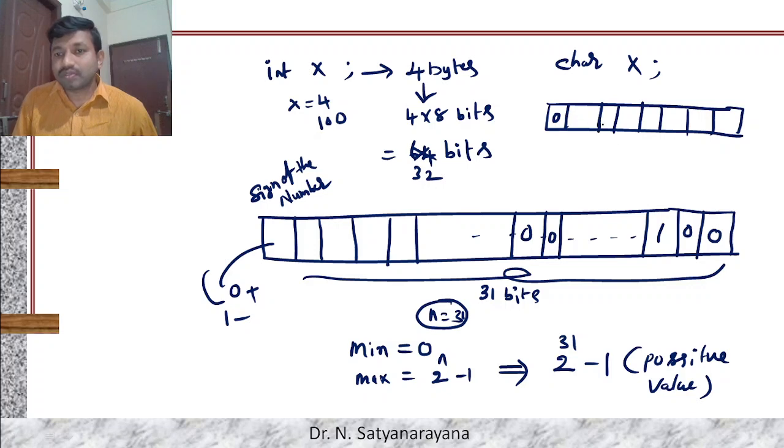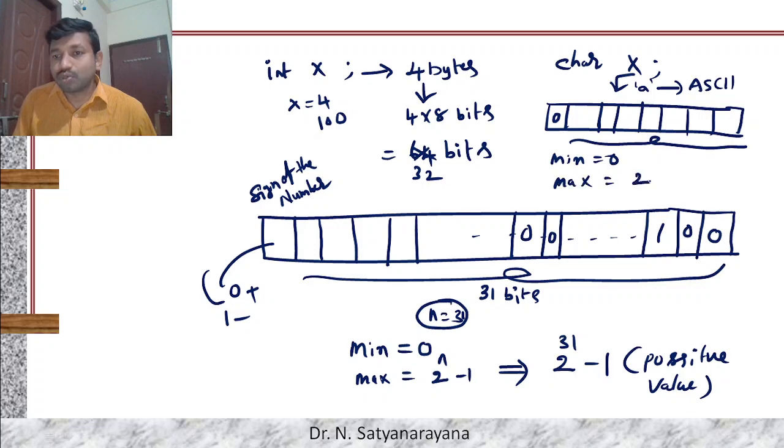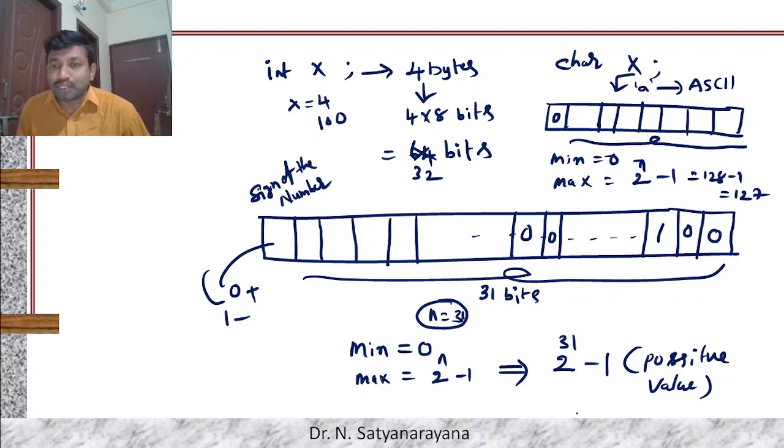So how do you convert this x into a binary value? If you give x any character, the ASCII value of this character will be considered. So 7 bits are used to represent the magnitude. How many bits are there? 7 bits. So the minimum value would be 0. What is the maximum value? 2 power 7 minus 1, that is 128 minus 1, it is 127. So the minimum positive value is 0 and the maximum positive value is 127.